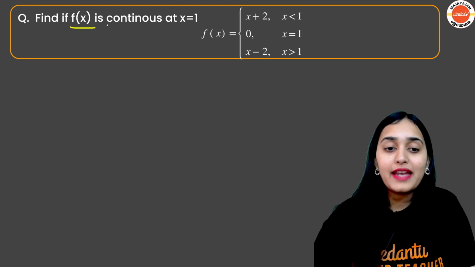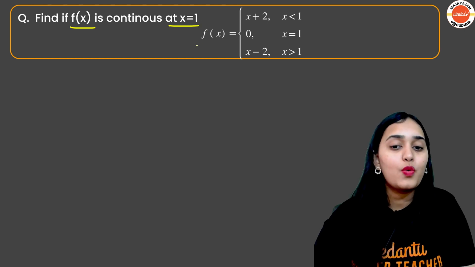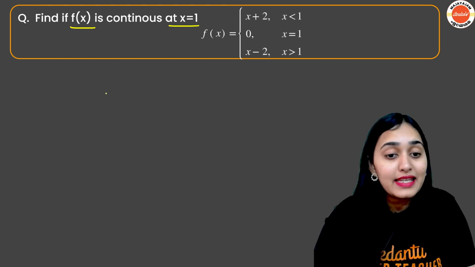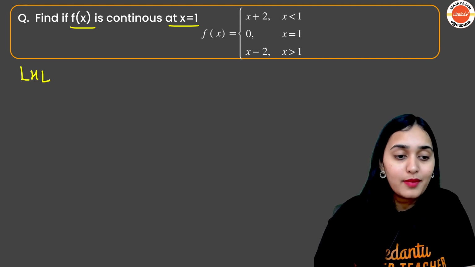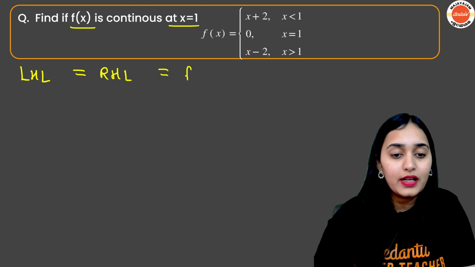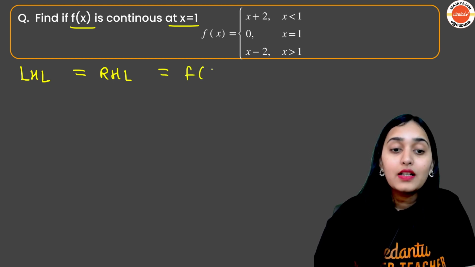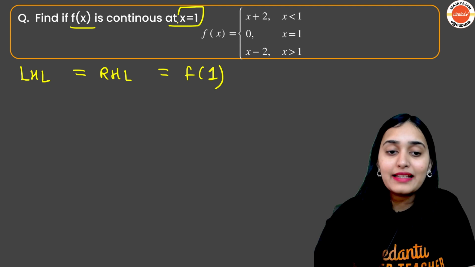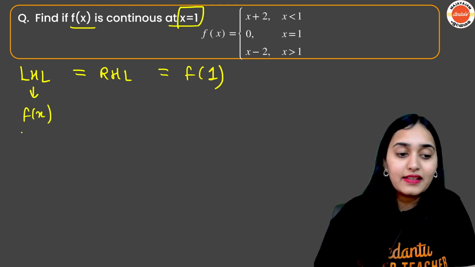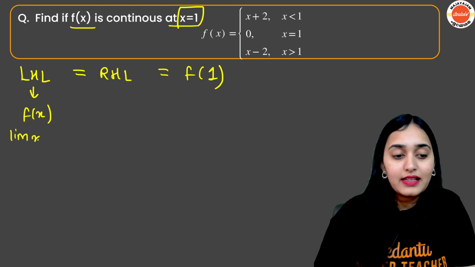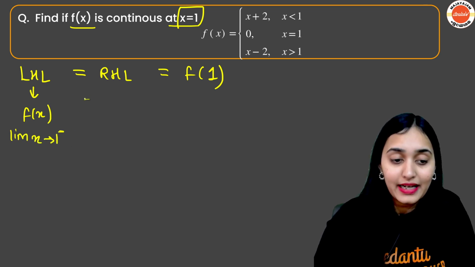If f of x is given, find if f of x is continuous at x is equal to 1. How will we check? To check whether it is continuous or not, the left hand limit should be equal to the right hand limit and it should be equal to f of 1. Why? Because x is equal to 1. What is the left hand limit? It is f of x, where the limit is approaching 1 from the left hand side, so x tends to 1 negative.